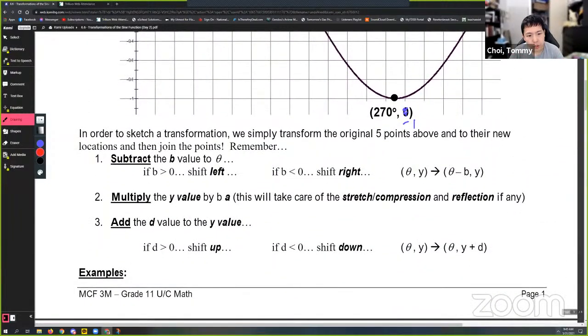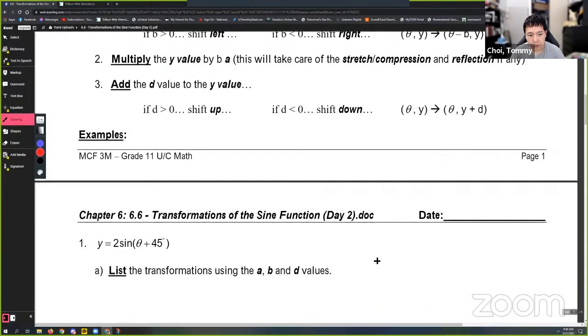So subtract the B value to theta, left and right. Multiplying the y value by A is a stretch or compression. If there's a reflection, you'll see it. And then you add the D value to shift it up and down.